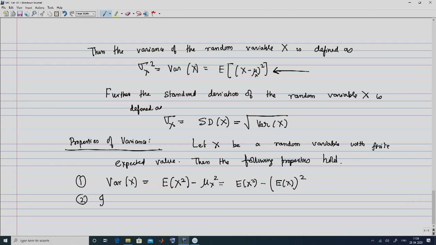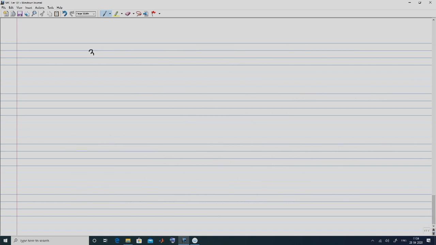The second property is that if X is a constant random variable, then the variance of this constant random variable, var X, is going to be equal to 0. The third property pertains to the scaling. So for any real number A, variance of AX is simply going to be A square variance of X.